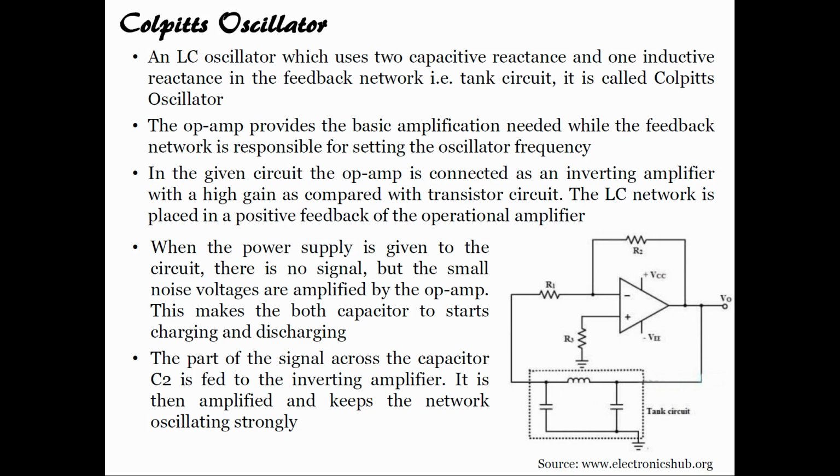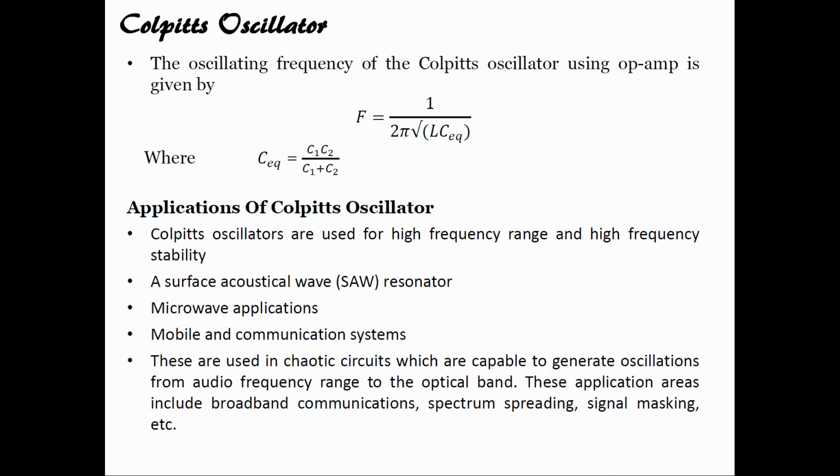When the power supply is given to the circuit, initially there is no signal, but a small noise voltage is amplified with the help of the Opamp amplifier. This makes both capacitors charge and discharge. The part of the signal across capacitor C2 is fed to the inverting amplifier, amplified, and keeps the network oscillating strongly. So, initially we amplify the noise voltage with the help of the amplifier, it is fed back to the tank circuit, and part of the signal is fed back to the amplifier, which causes strong oscillations.